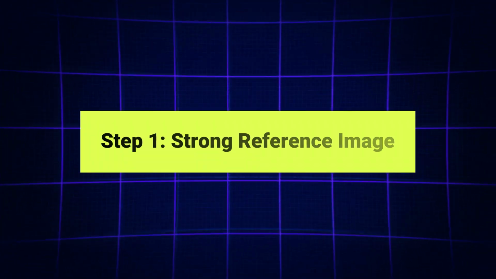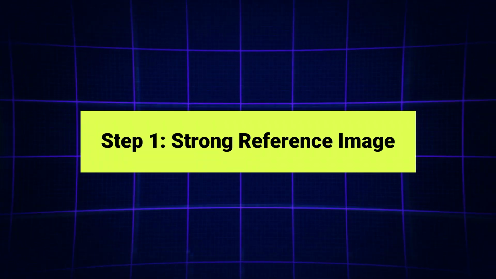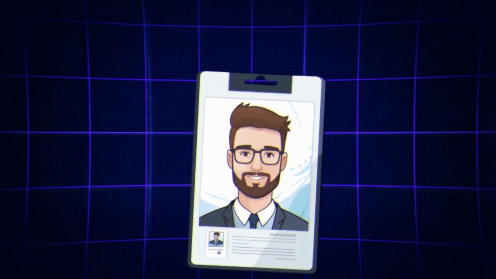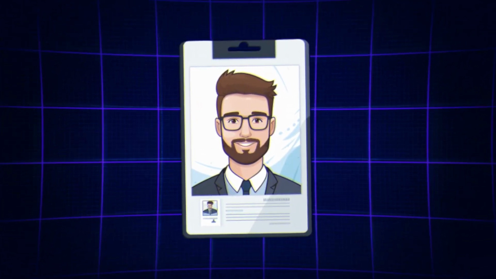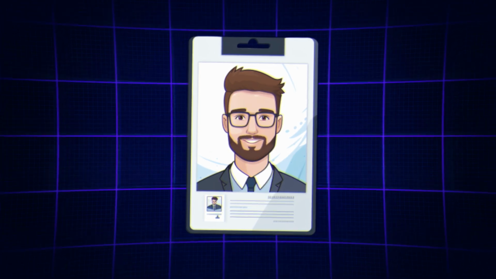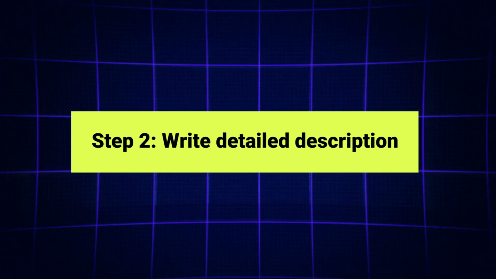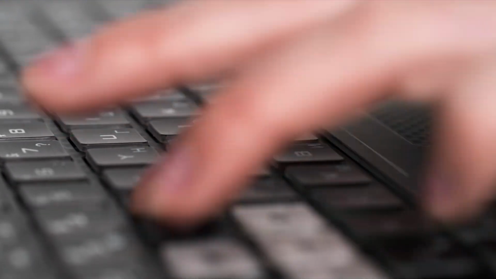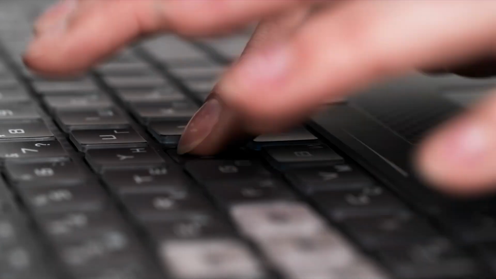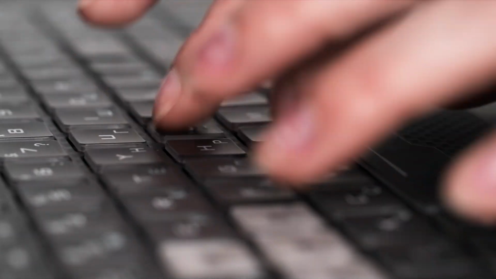So, step 1 is start with a strong reference image. This is your base. It can be an AI generated picture you really like, or even a photo you upload. But it needs to clearly define your character's look, the hairstyle, the facial structure, and the overall vibe. Next step is write a detailed description. Don't keep it vague. Instead of just writing a woman smiling, describe everything. For example, a young woman with long black hair, almond shaped eyes, a confident smile, wearing a modern casual outfit. The more details you provide, the more consistent your result will be.